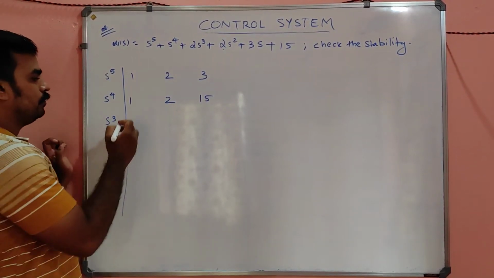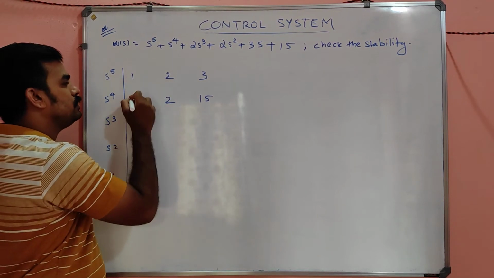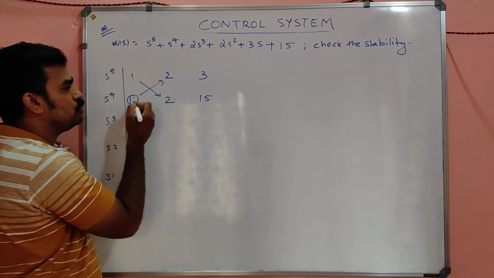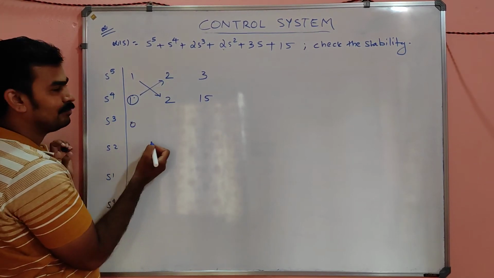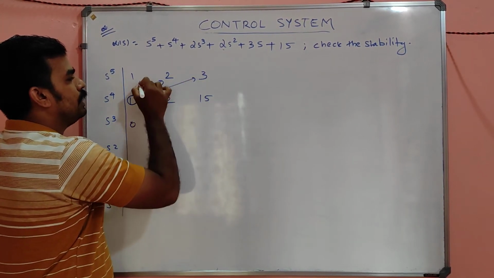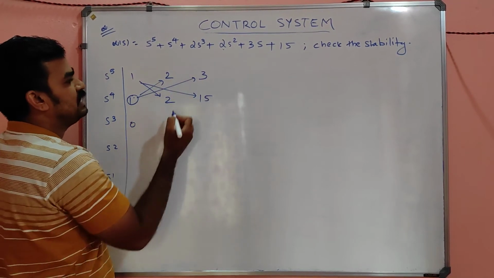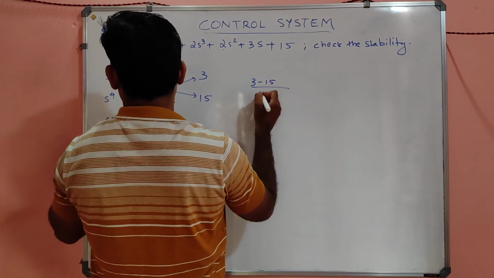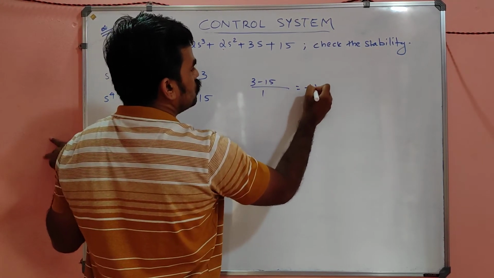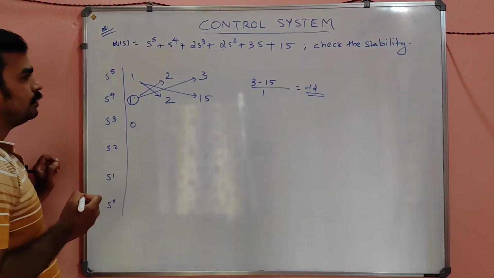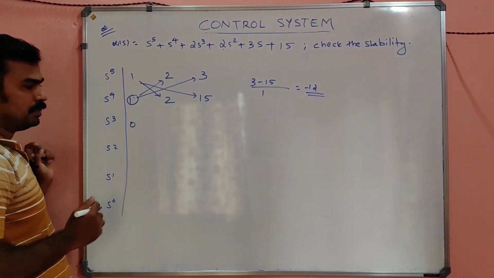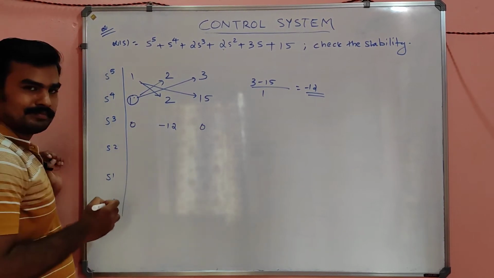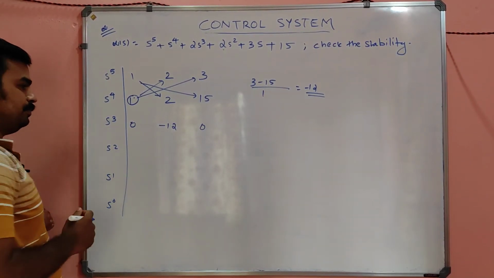Now what will be this element, my dear? This into this, focus on this, and this into this minus this into this by this. This into this, 2 minus 2, 0 by anything will be 0. Second element, this into this minus this into this by this. So it will be 3 minus 15 by 1, which is nothing but minus 12. So it will be minus 12. And the next element is nothing but 0.